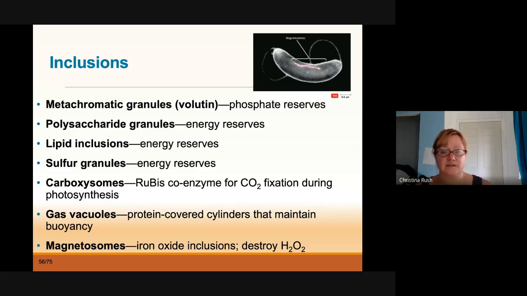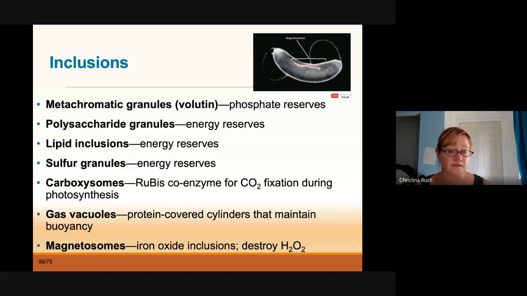Polysaccharide granules can contain energy reserves, so carbohydrates. Lipid inclusions would contain energy reserves of fatty acids. Sulfur granules would contain energy reserves of sulfur if your prokaryote used sulfur in its metabolism. Carboxysomes contain RuBisCO, which is an enzyme for carbon dioxide fixation during photosynthesis. I believe this will be our next chapter on Wednesday, chapter 5, metabolism, where we'll talk more about photosynthesis.